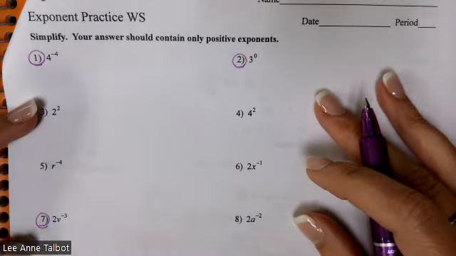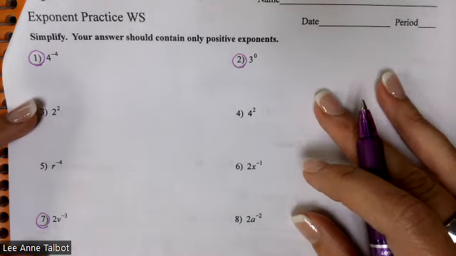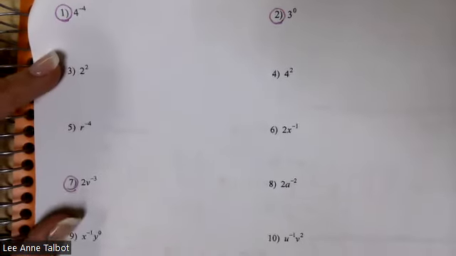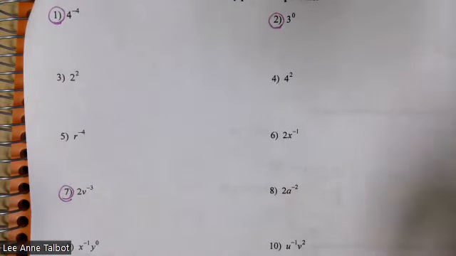Here we go. I'm going to do problems 1, 2, and 7. And then I want you in your groups to work on 3, 4, 5, 6, 8, 9, and 10, and then I'll put the answers up. Okay, so this is our first section.